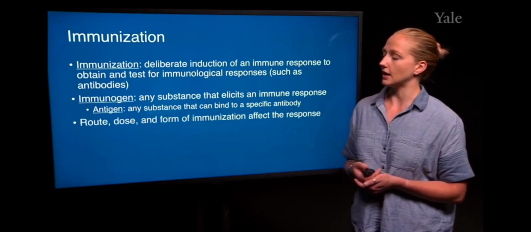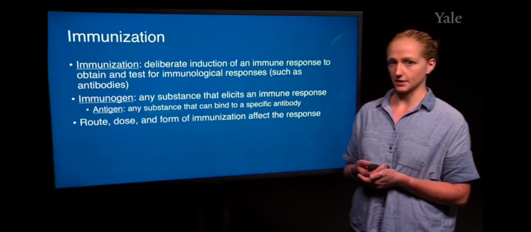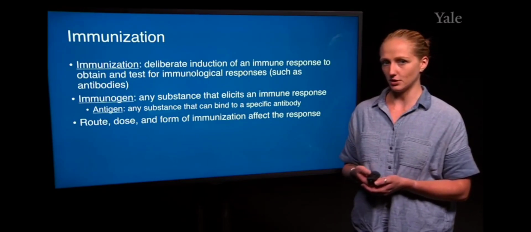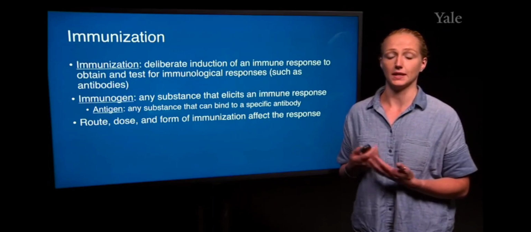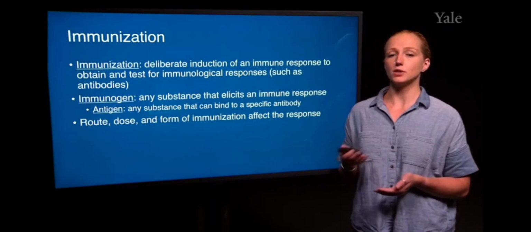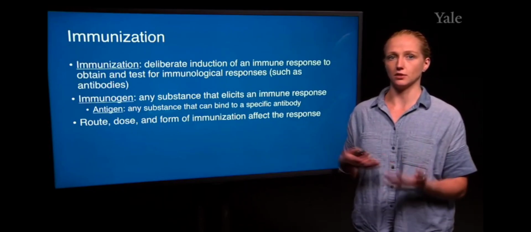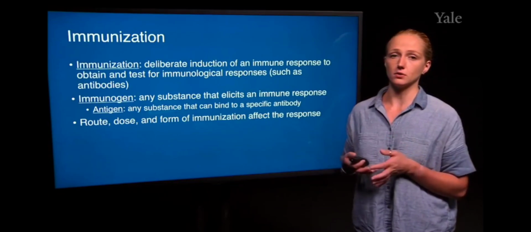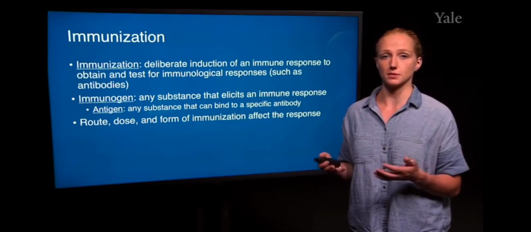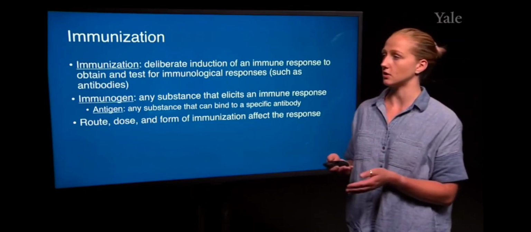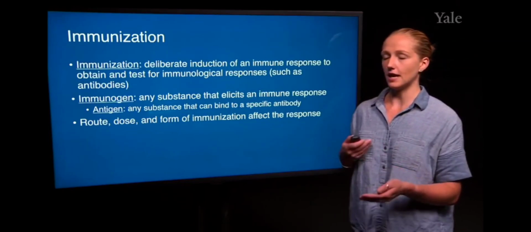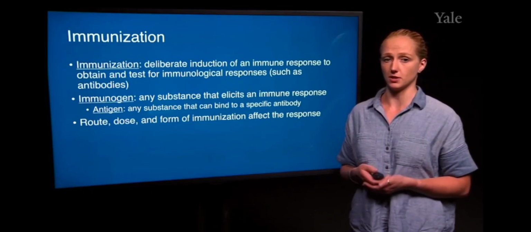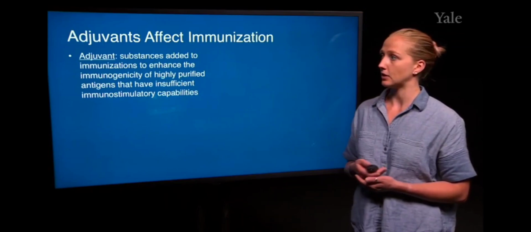As previously discussed in other lectures, you might remember that route, dose, and form of immunization will affect the response itself. So if we jump back to this idea of immunogen versus antigen, it's important that an antigen on its own may not be able to stimulate an immune response against that specific antigen. So you need an immunogen that allows for the induction of an immune response, specifically a humoral immune response when you're looking at antibodies. So adjuvants are often added to immunizations.